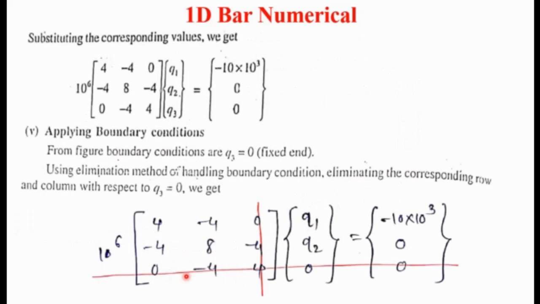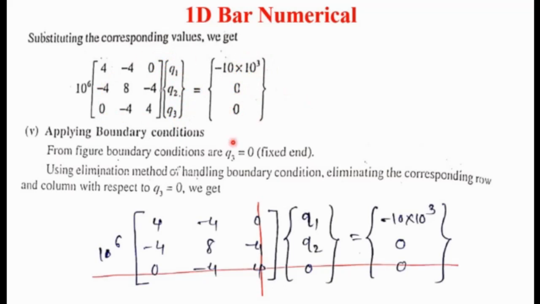Again, substituting the corresponding values, we get this stiffness matrix K, that is 10 raised to minus 6 times [4, -4, 0; -4, 8, -4; 0, -4, 4]. This K matrix times the Q matrix, Q1, Q2 and Q3, is equal to this F matrix, F1, F2 and F3, that is -10 into 10 raised to 3, 0 and 0.